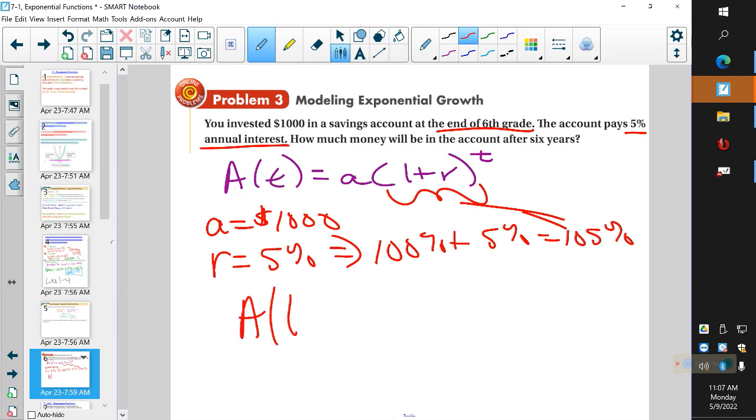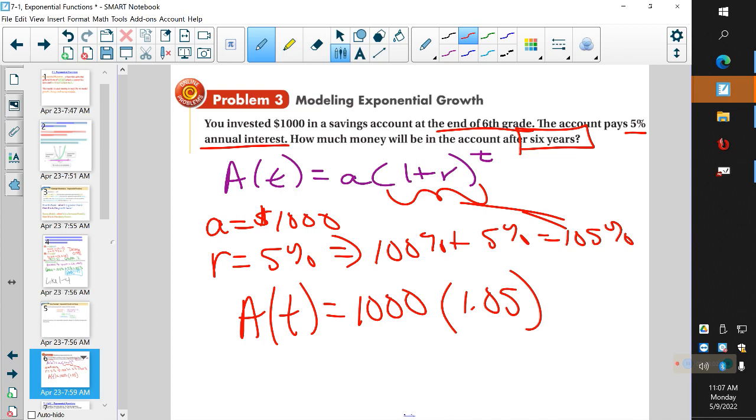So I have A(t) is going to be equal to my initial amount, which is 1,000, and then I'm going to have 1.05. Why is it 1.05? Because I'm changing the percentage to a decimal, and then I'm going to have up here your time, and it says how much money will be in your account after 6 years, so that's going to be a 6. Do we all understand that?